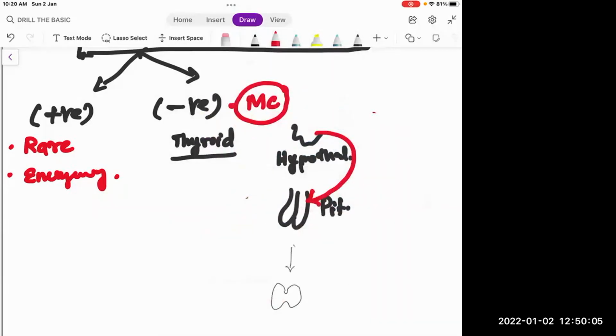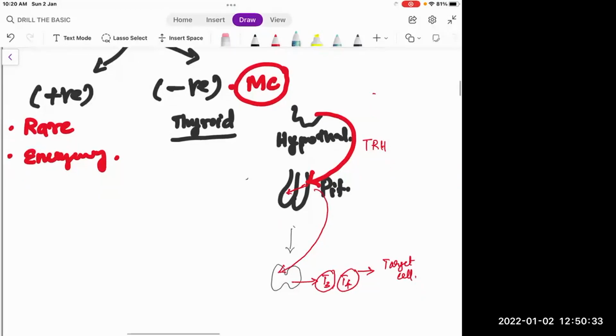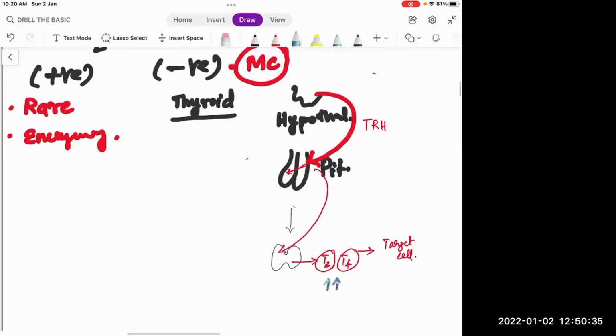You call it thyrotrophin releasing hormone. The anterior pituitary gland will get the signal from the thyrotrophin releasing hormone, and that will give the signal to the thyroid gland to release T3 and T4. This T3 and T4, thyroxine and triiodothyronine, will reach the target cells. For example, if there is an excess of T3 and T4, then immediately the feedback mechanism will start working.